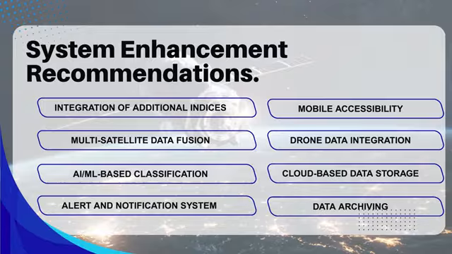Incorporate other remote sensing indicators such as the soil adjusted vegetation index to assess water presence and soil conditions. Develop a mobile friendly interface for field officers to view data and upload site photos in real time. Combine data from multiple satellite sources to improve temporal and spatial resolution. Drone data integration allows the system to import UAV or drone-based imagery for high-resolution site validation.